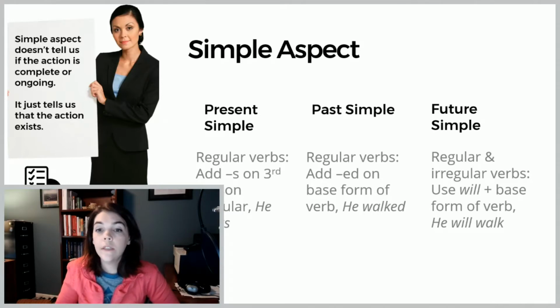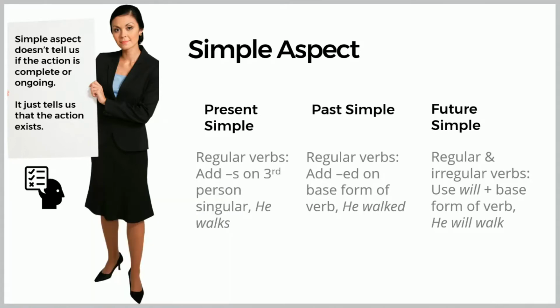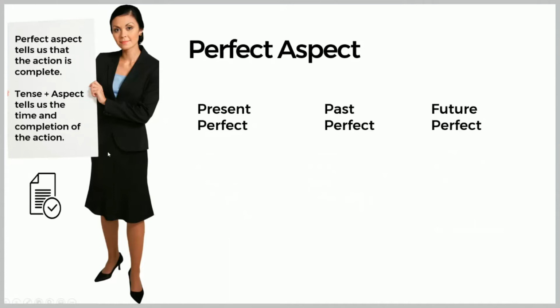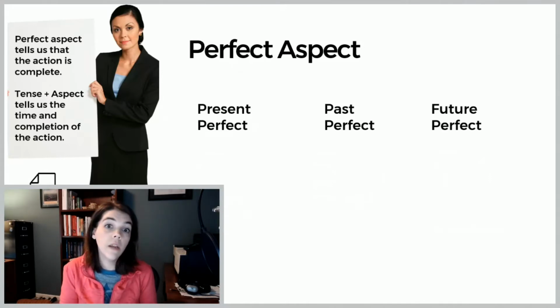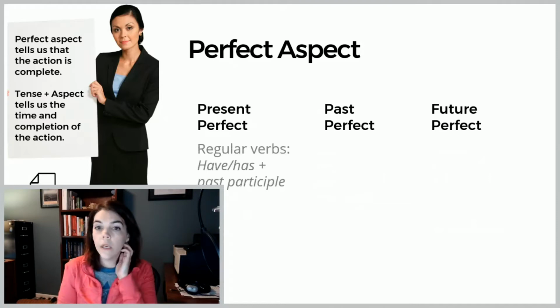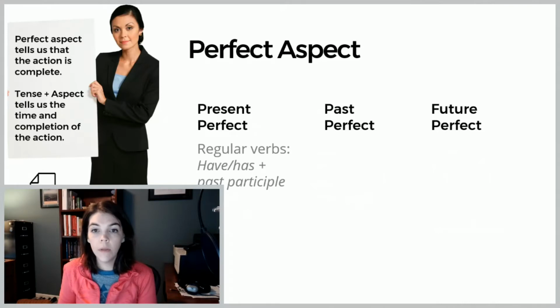Now let's look at the perfect. So again, perfect aspect tells us that the action is complete. When we combine tense and aspect together, tense tells us when the action was completed, and aspect tells us how complete, whether it's completed or ongoing or a combination of complete and ongoing. Okay, so present perfect has a form that looks like this. It is have or has plus the past participle.